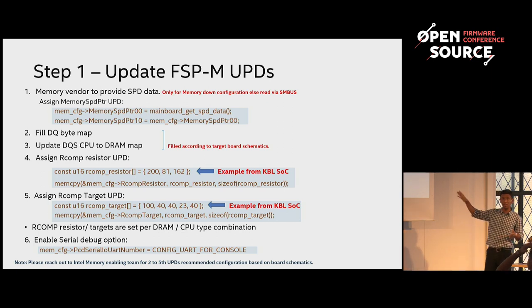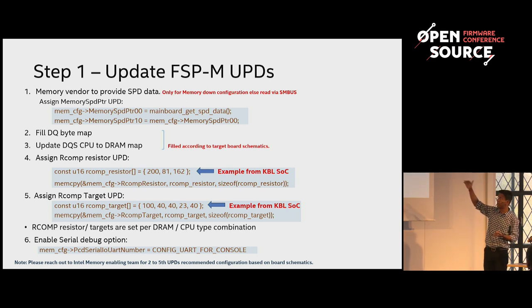As I mentioned there, we are having a memory down solution. So I need to approach the memory vendor to get my SPD data. If it is a SODIMM, you don't need to go to your memory vendor. Rather, you just provide the SMBus address referring to the earlier reference of your UPD list. So once you have that, these are sample code pieces from coreboot: you get your SPD data and assign it to the respective SPD pointer. There will be two channels we told: channel 0, DIMM 0, and channel 1, DIMM 0.